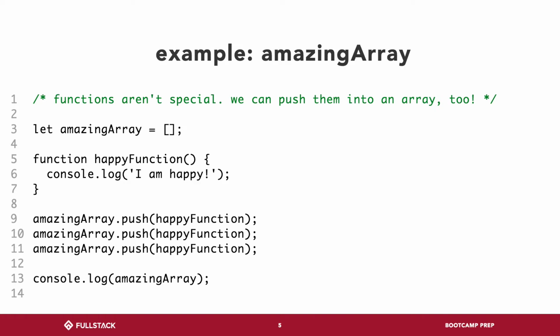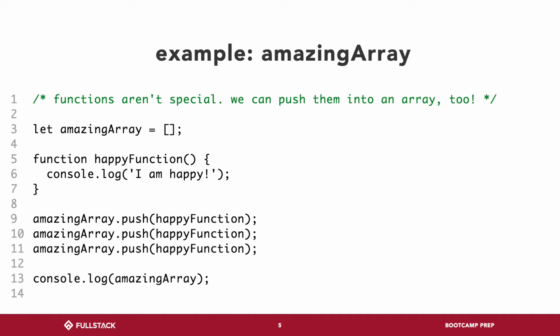So does anyone know what this will log? It's just gonna say I am happy 3 times. No, it's an array of... this is a good guess, though. It's just going to be an array of functions because you're not calling this. Yeah, this is just a value.